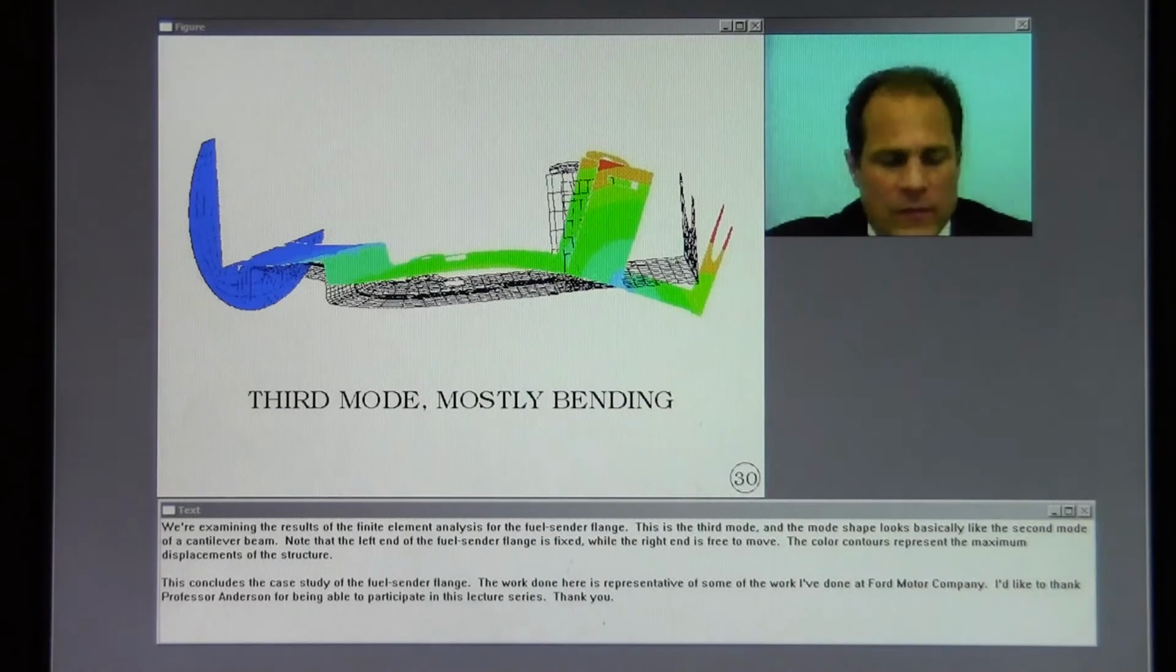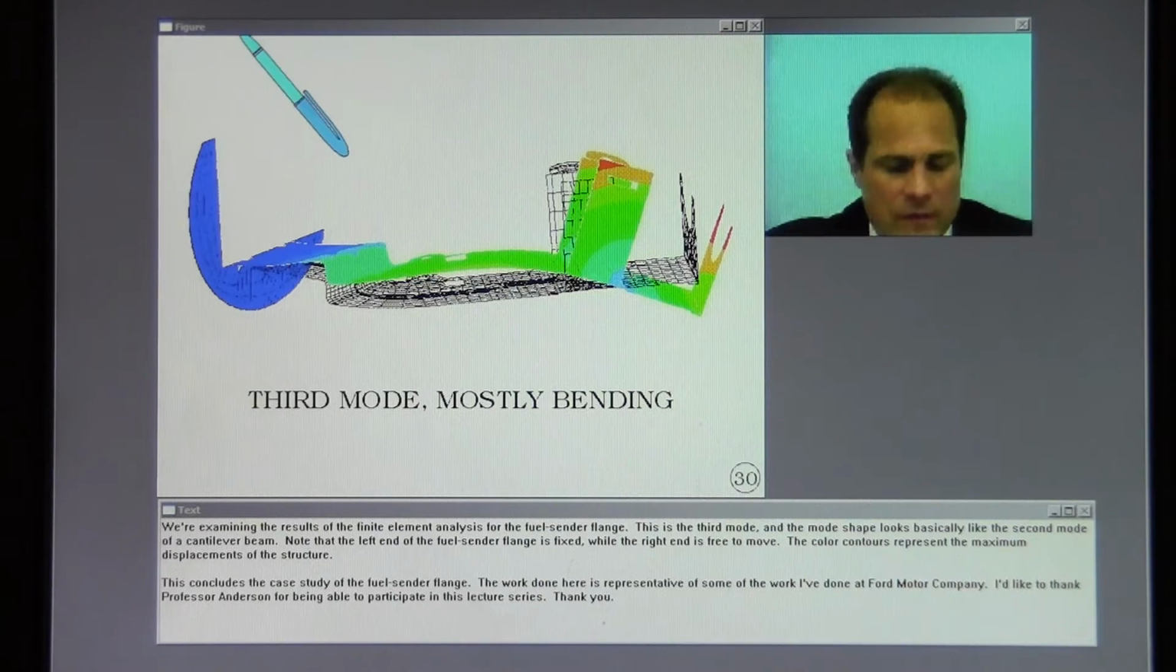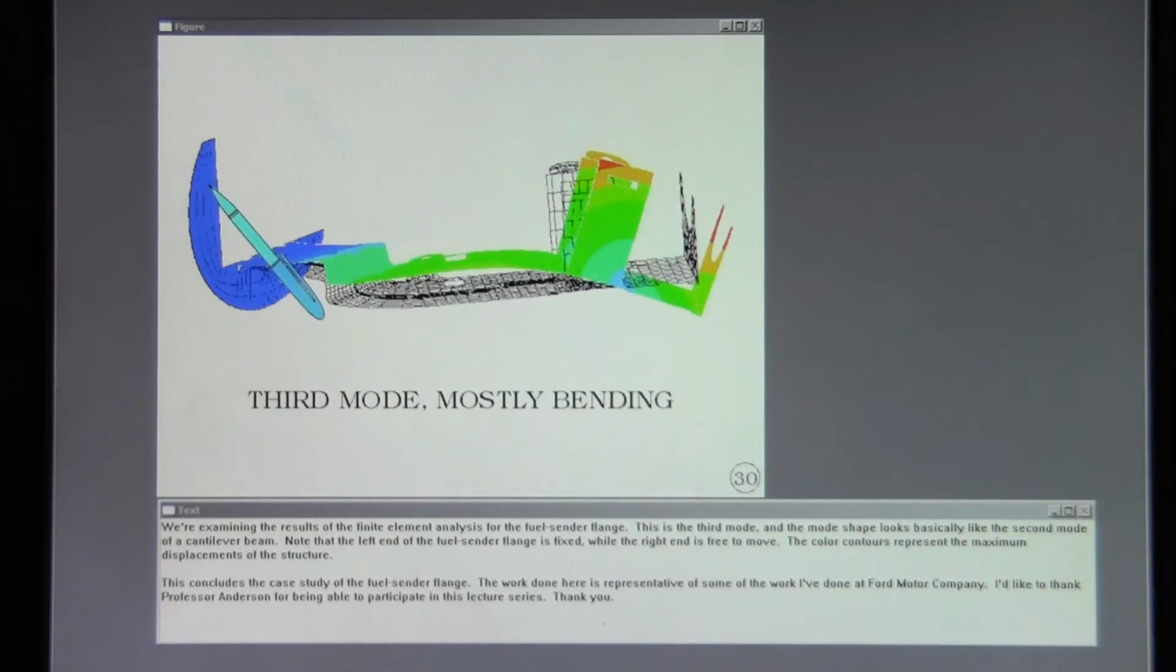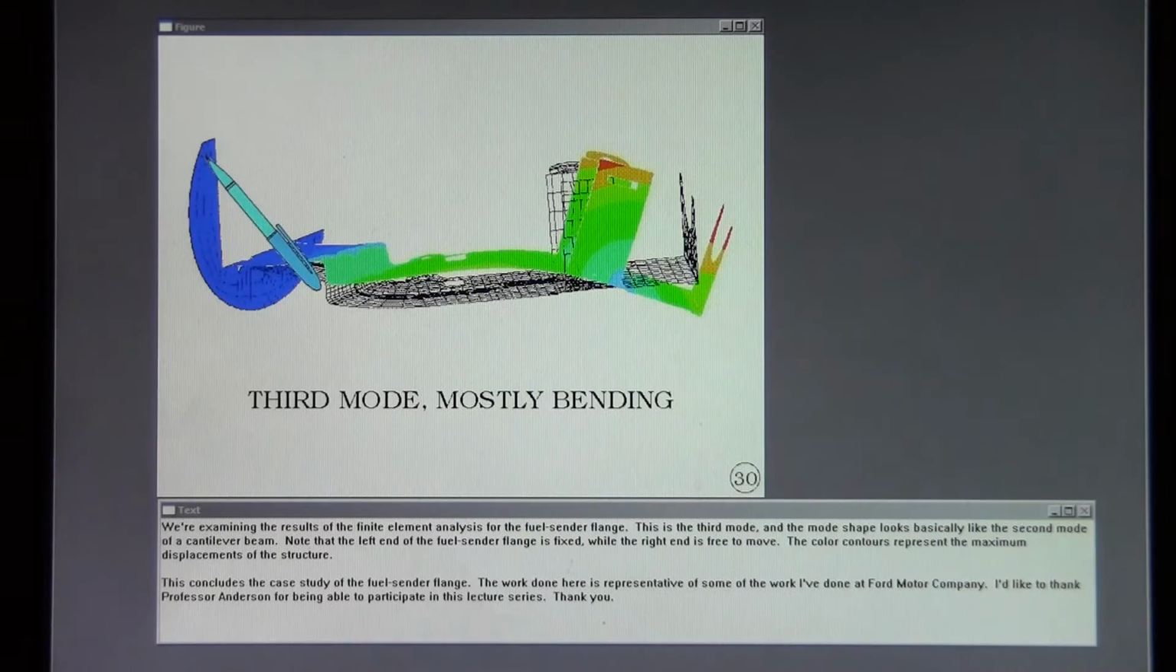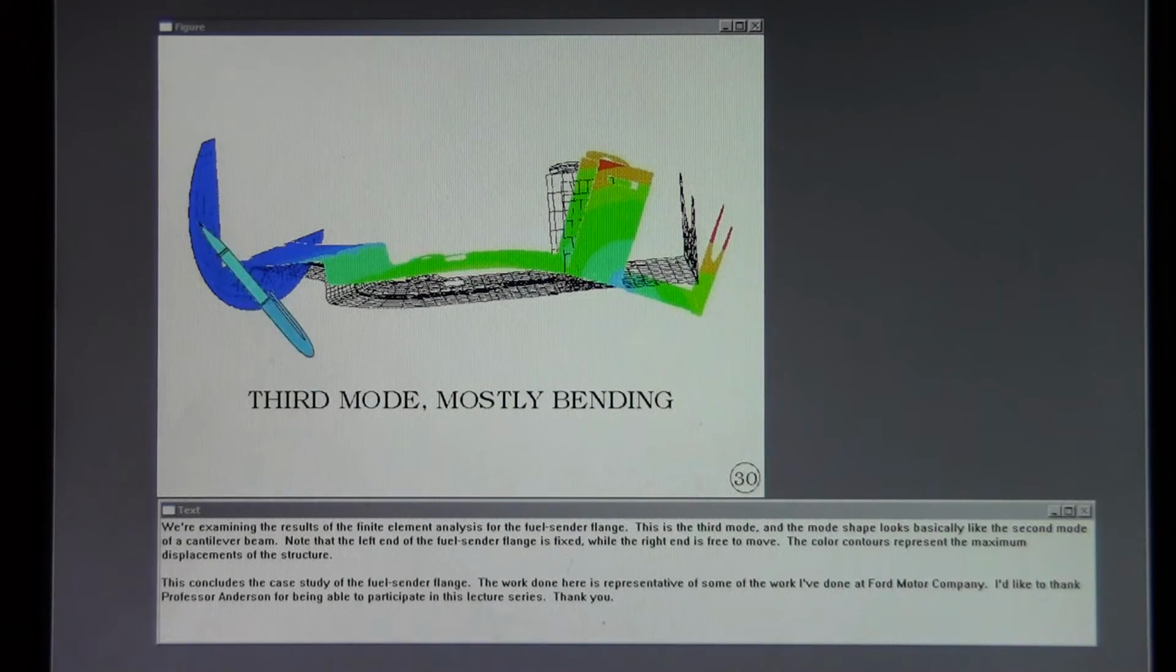We're examining the results of the finite element analysis for the fuel sender flange. This is the third mode, and the mode shape looks basically like the second mode of a cantilever beam. Note that the left end of the fuel sender flange is fixed, while the right end is free to move. The color contours represent the maximum displacements of the structure. This concludes the case study of the fuel sender flange.